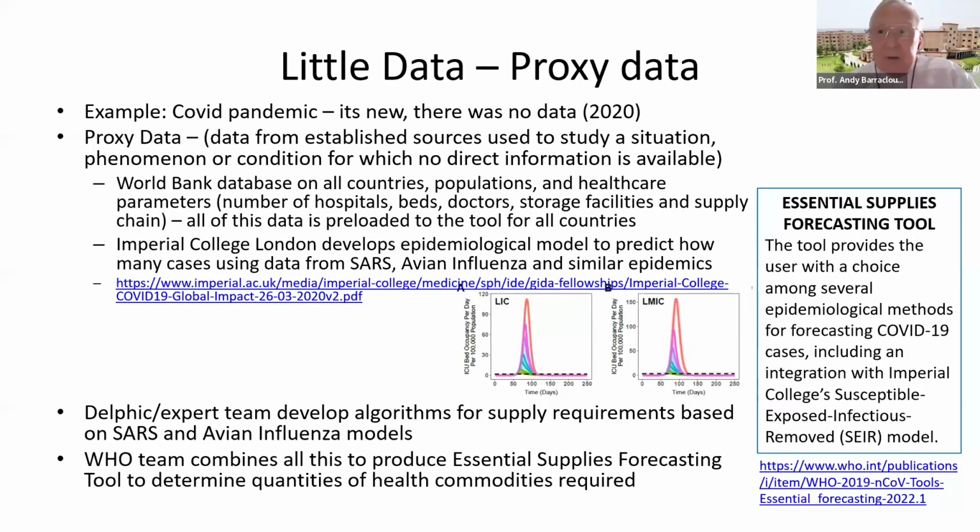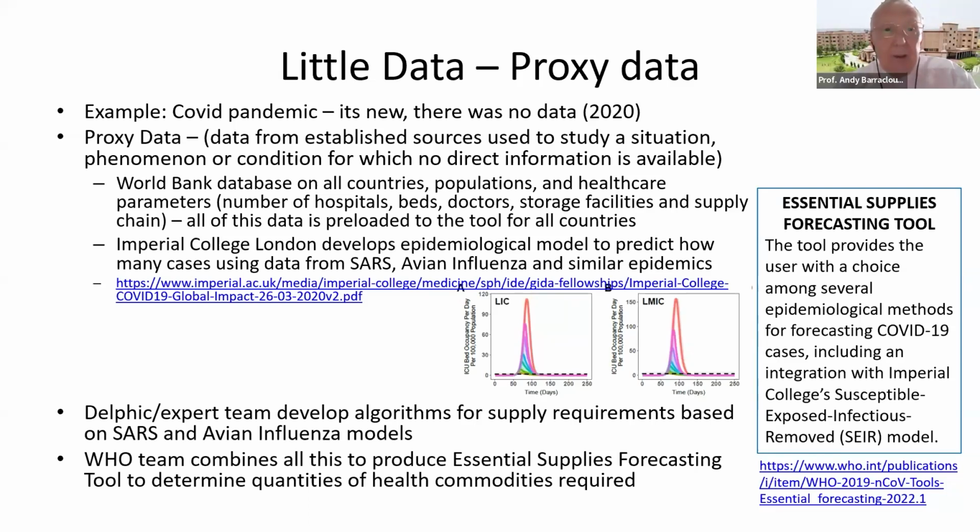Proxy data is using data from other countries. And I'm going to use the example of COVID. When COVID started, we had no data. We'd never had COVID before. We've got no historical consumption. How much PPE were you using for COVID? Well, don't know. We've never had it before. So we used proxy data. From the World Bank, we used population data. That was to do morbidity-based quantification.